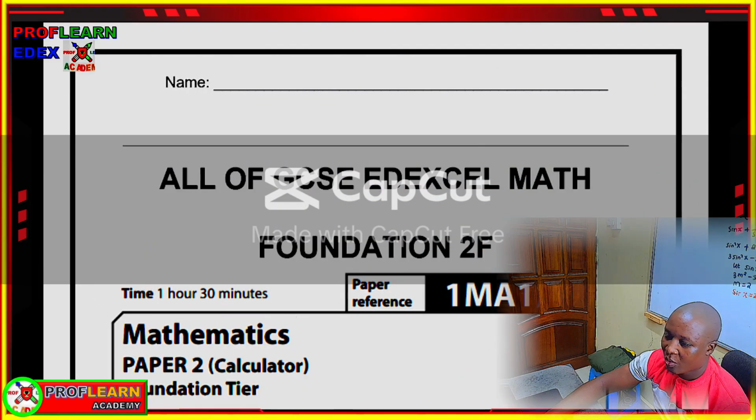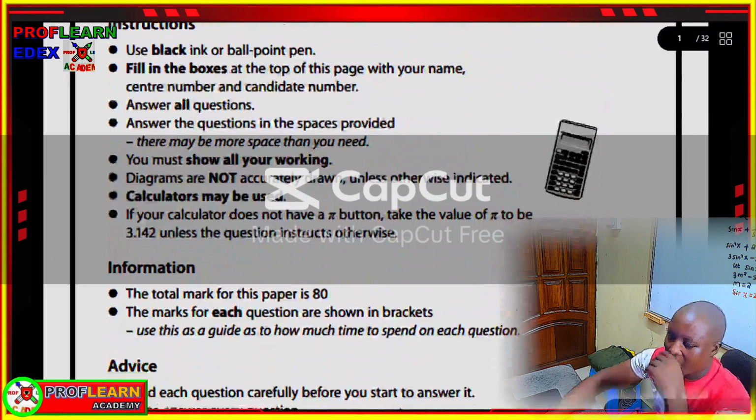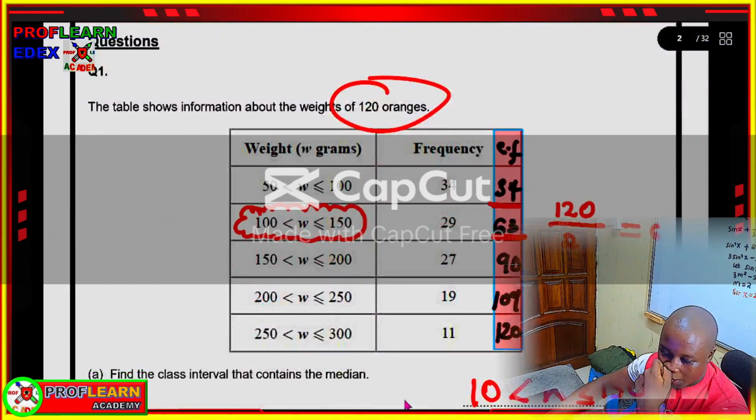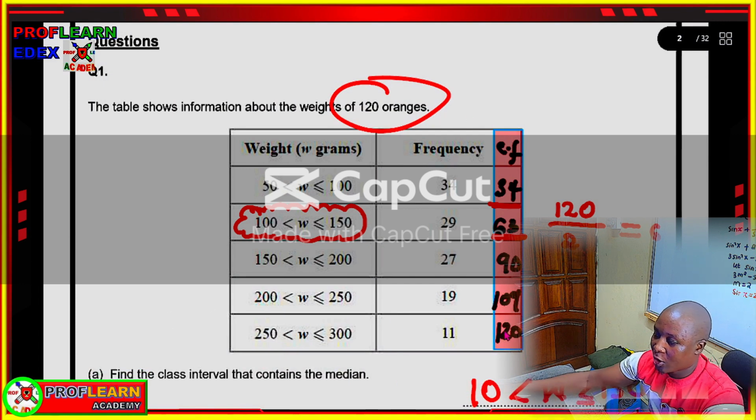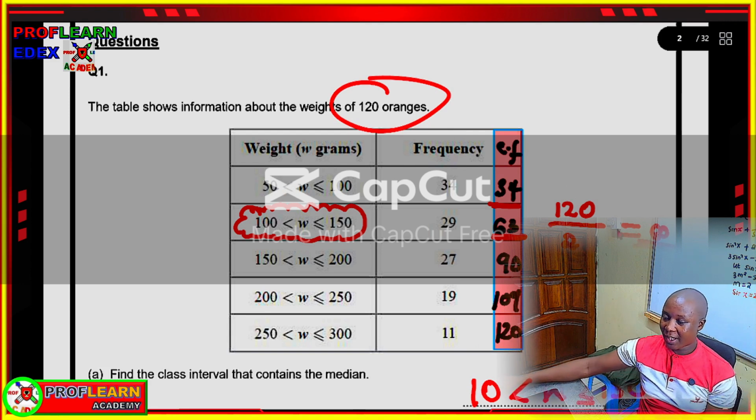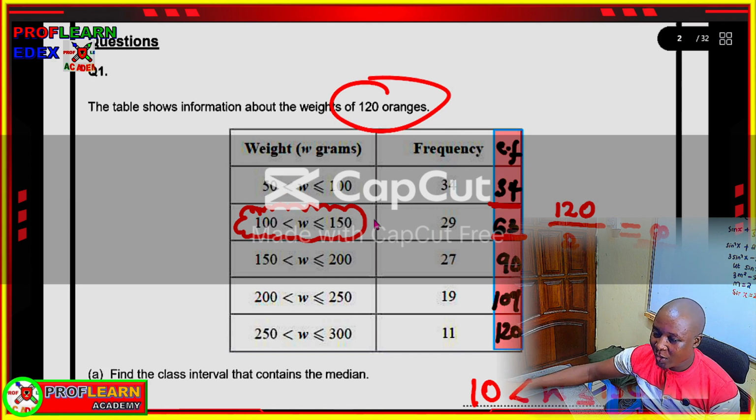So in this video, we are going to go through this foundation paper, and you can see one of the questions that we have said we need to know is to identify the class interval that contains the median. Remember, if we write the cumulative frequency, the total frequency is 120. So the median is going to lie in 60, isn't it? It's going to lie inside 60. So which class is containing 60? You see the frequency is 63. So the class that is containing that is this class that we are having at the given point.